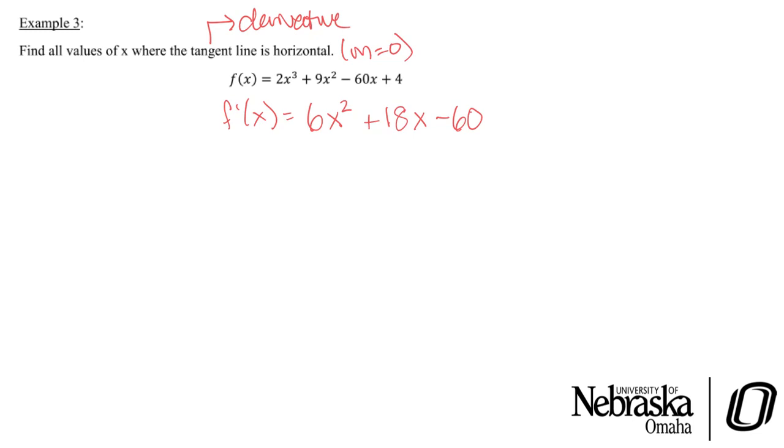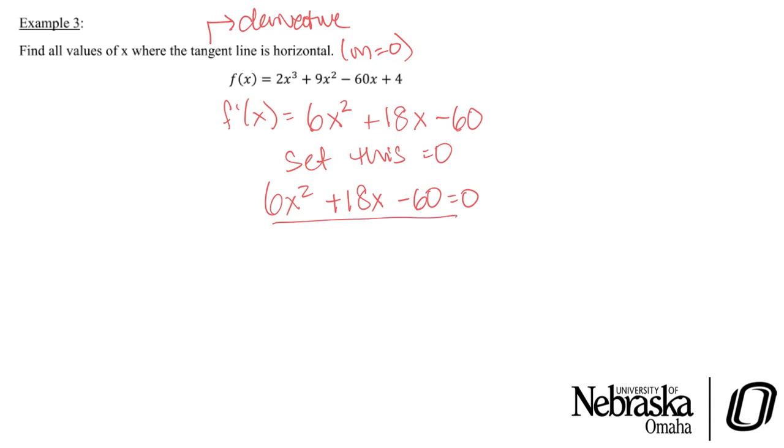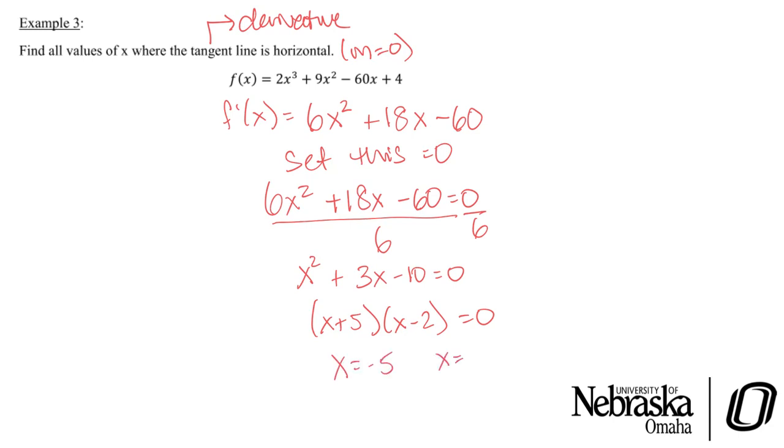Now we want to know where our slope is 0, so we set this equal to 0. We have 6x squared plus 18x minus 60 equals 0. Let's simplify these. Each of these coefficients is divisible by 6, so let's divide both sides of our equation by 6 to make it easier to deal with. We get x squared plus 3x minus 10 is 0. We can factor this quite quickly: x plus 5 and x minus 2 is 0. So we get x equals negative 5 and x equals 2.